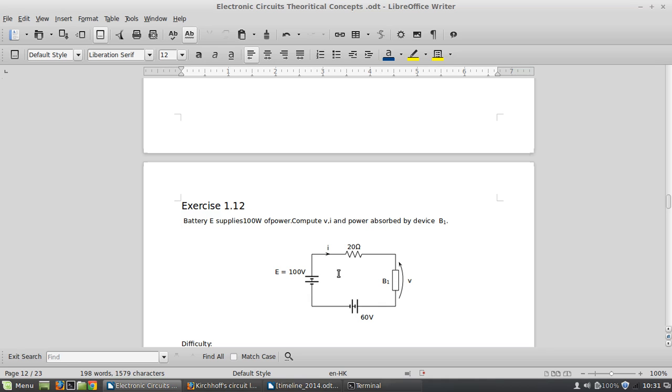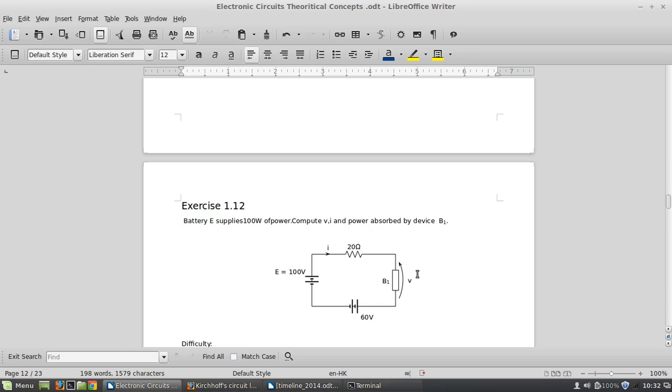So what can be the technique here? You can see the technique can be: power is given here, and the voltage is given. So using the expression of power, we can find the current here.